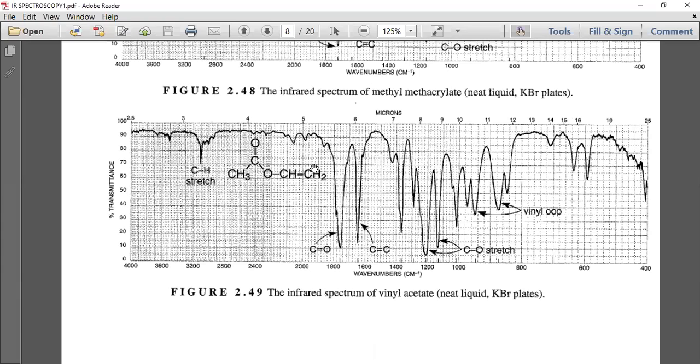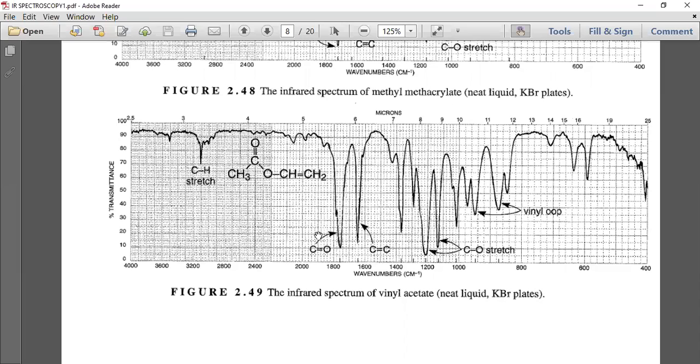When we have a vinyl group on oxygen, as I said, it acts as a withdrawing group. So in that case, the C double bond O stretching frequency increases. When you increase that, you increase by 30. So 1740 plus 30, around 1770. So this is around 1770. Of course, C double bond C is also there. I'm not discussing all other stretching vibrations. You just concentrate on these two.